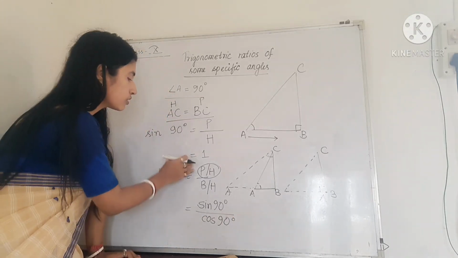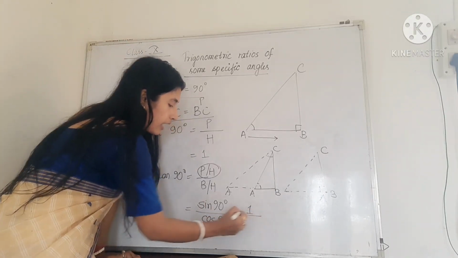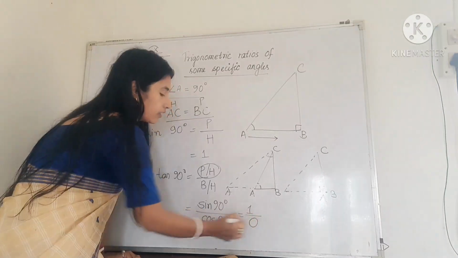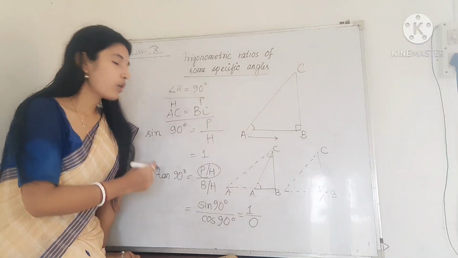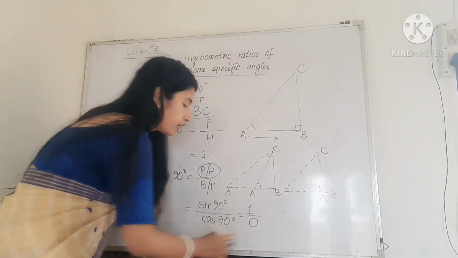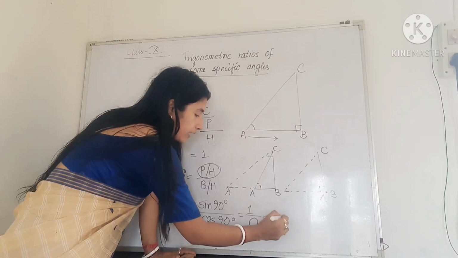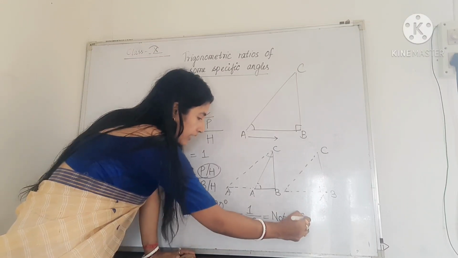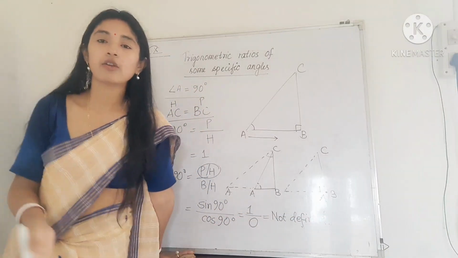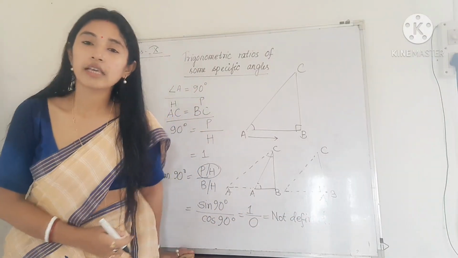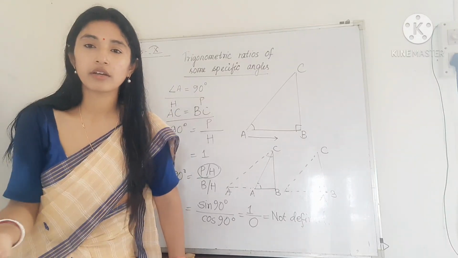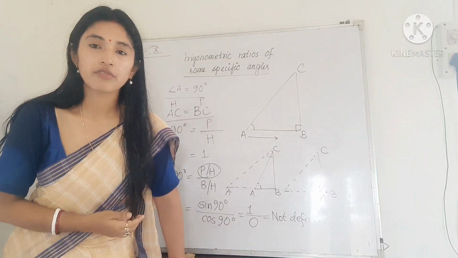Already we know sin 90 degree is equal to 1, and when you find cos 90 degree, you will get the value equal to 0. So what is 1 by 0? 1 by 0 is a value which is not defined. So you will get in the trigonometric table that for some angles the value of the trigonometric ratio is not defined. And we can find any trigonometric ratio at these specific angles.